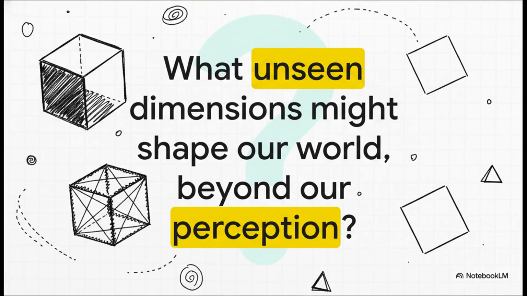If A Square was living in his 2D world, totally unaware of the 3D world all around him, what about us? What unseen dimensions, whether they're scientific or philosophical or something else entirely, might be right here, right now, just beyond the limits of what we can perceive? What if we're the ones living in Flatland?